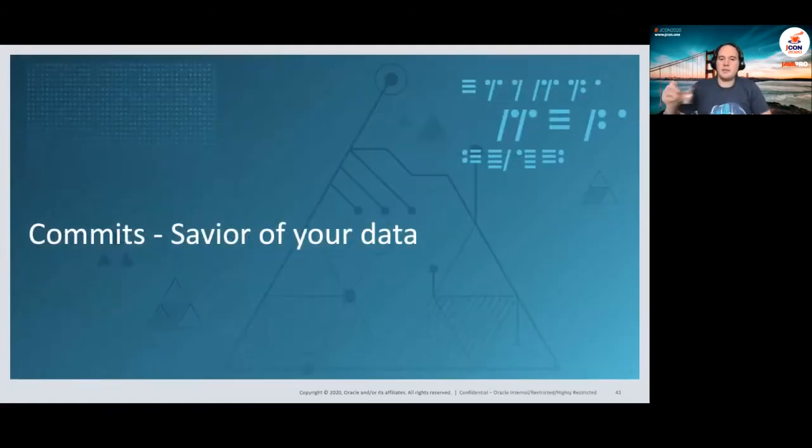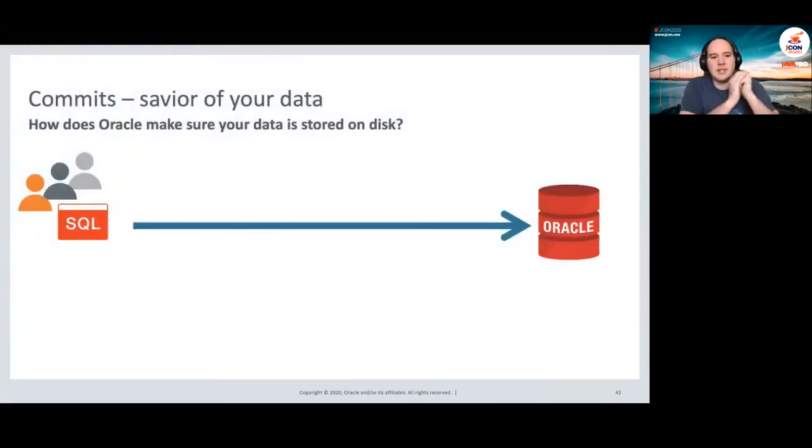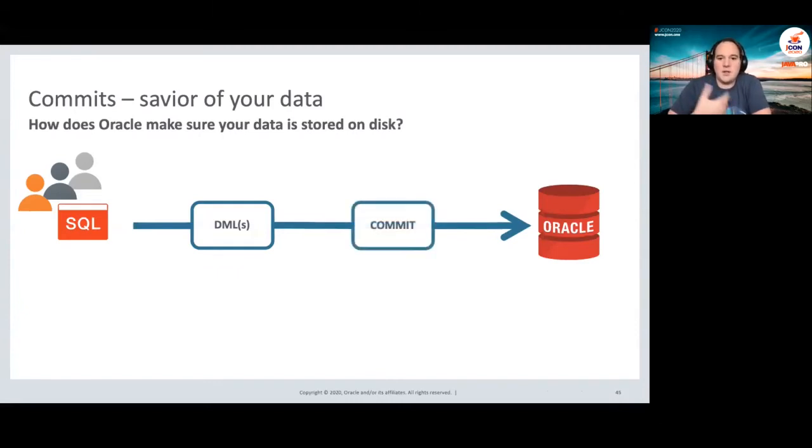Now, let's jump into a couple of examples and best practices. The first I would like to start with is commit, a savior of your data, because it's usually highly misunderstood what a commit does. And it can hurt your performance quite a bit if you abuse it. Of course, we all know transactional systems: we execute some DMLs, so insert, update, delete, merge statements, and that starts a transaction, and we commit the transaction. What's the big deal?